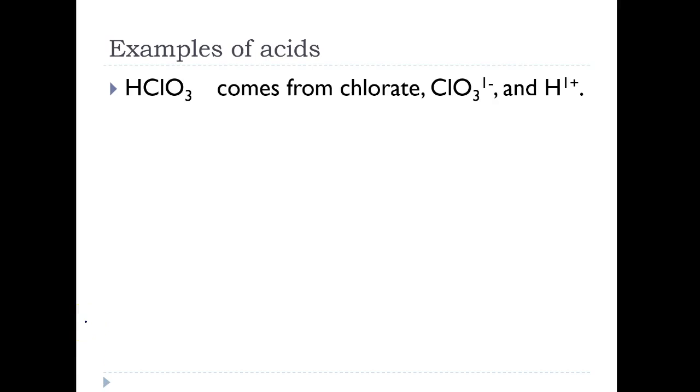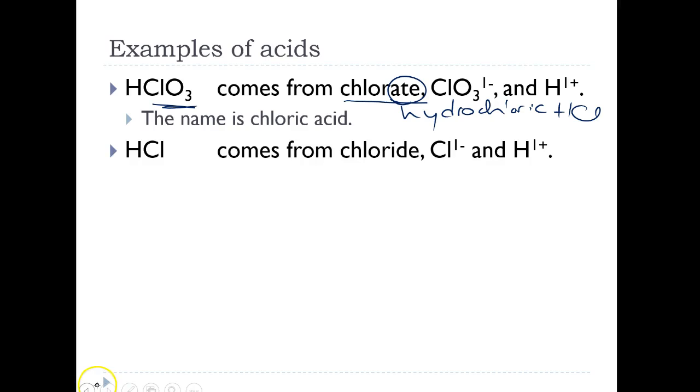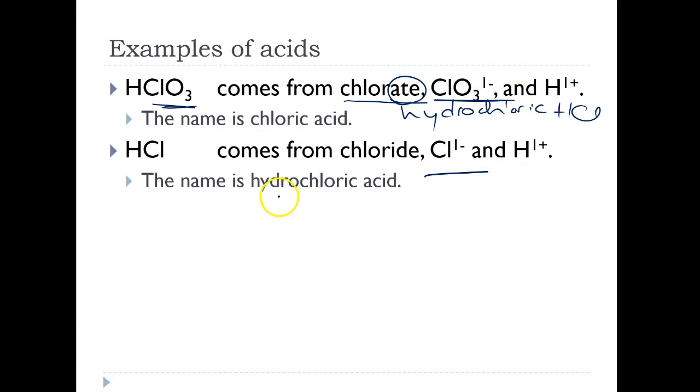Okay, so examples of some acids. This comes from chlorate. If it's on the chart, you look at the ending name, drop and swap the charges, and it's called chloric acid. Don't get confused with hydrochloric acid. Hydrochloric acid is HCl. It doesn't have an oxygen in it. So there's a difference between this one and that one. And the only way you can tell from the name is the one that doesn't have oxygen does have the word hydro.